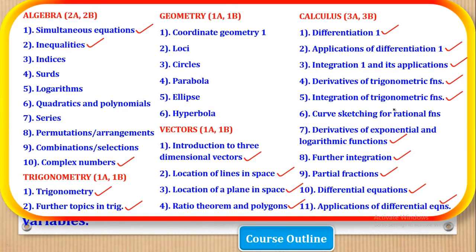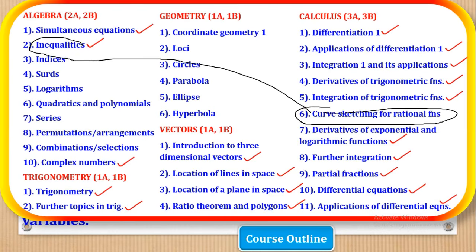So in calculus, you realize that there is this topic which has not yet been covered. The reason is because it needs knowledge on this topic called inequalities. So in this video, we are going to look at these two topics, simultaneous equations and inequalities, after which you shall be able to understand the topic of curve sketching for rational functions.